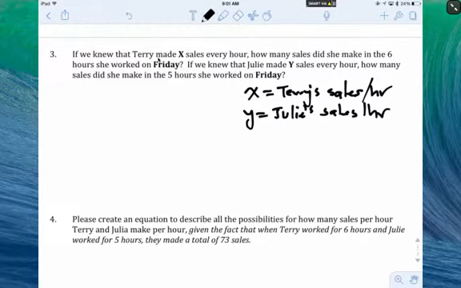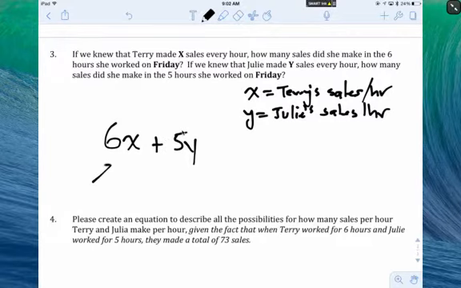Well, on Friday she worked 6 hours, so she must have made 6 hours times X sales per hour. So this is how many sales Terry made. Well, Julie makes Y sales per hour. How many sales did she make in the 5 hours she worked on Friday? Well, 5 hours times Y sales every hour, she's going to make 5Y sales.